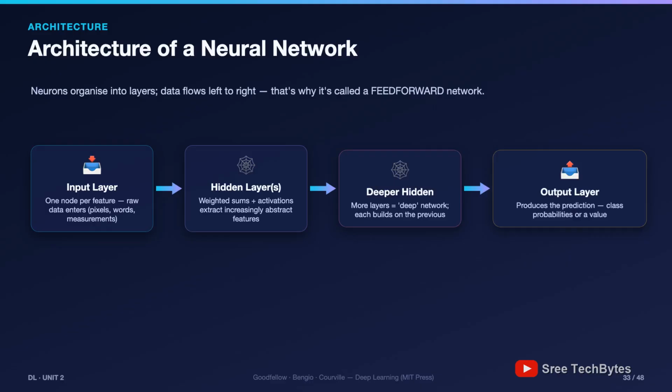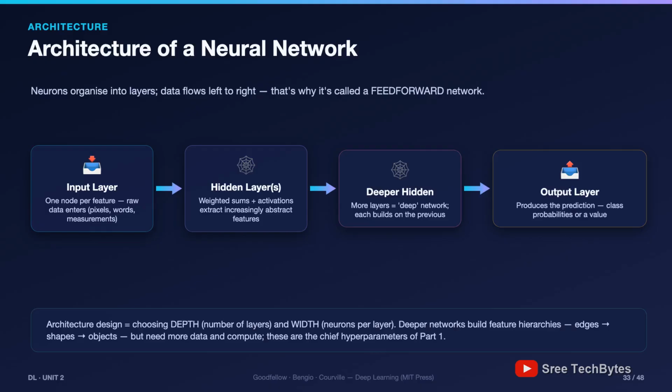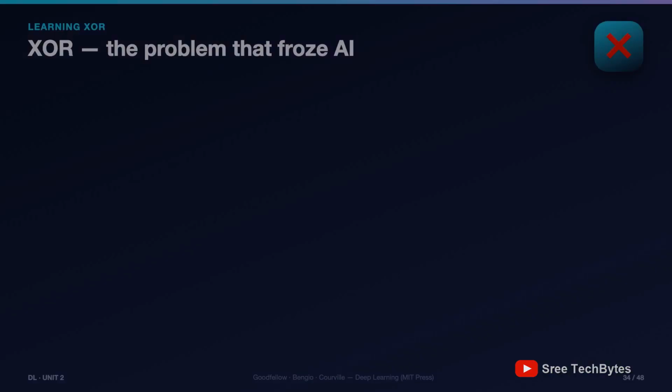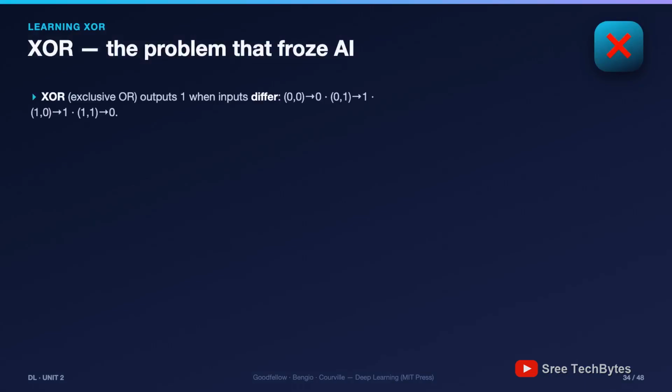Part 1 of this unit just became practical. Feed-forward means no loops, information flows one way only. Networks with loops exist, they're called recurrent, and that's Unit 5's story. Now for a piece of history that's also a deep lesson.